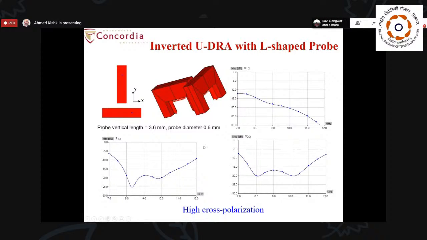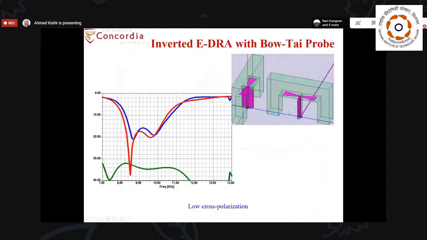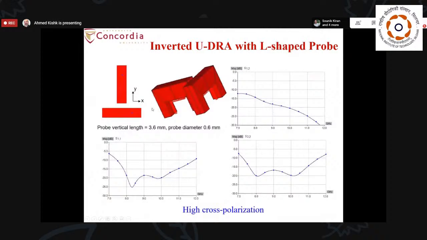So, if in an array environment, for example, you will have an array of horizontally polarized elements and an array of vertically polarized elements interdigitated with each other, and that can give you wideband matching and good isolation between the two polarizations.